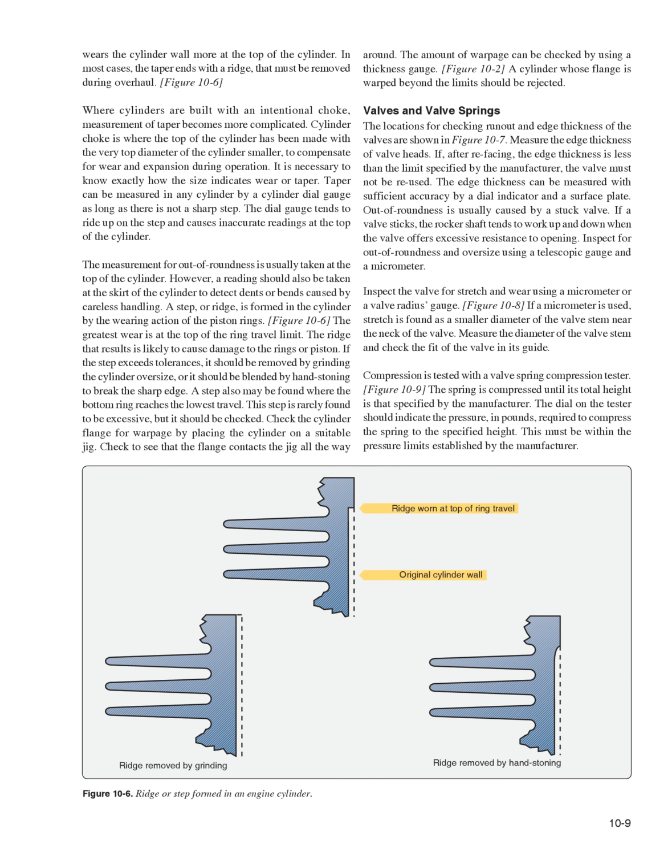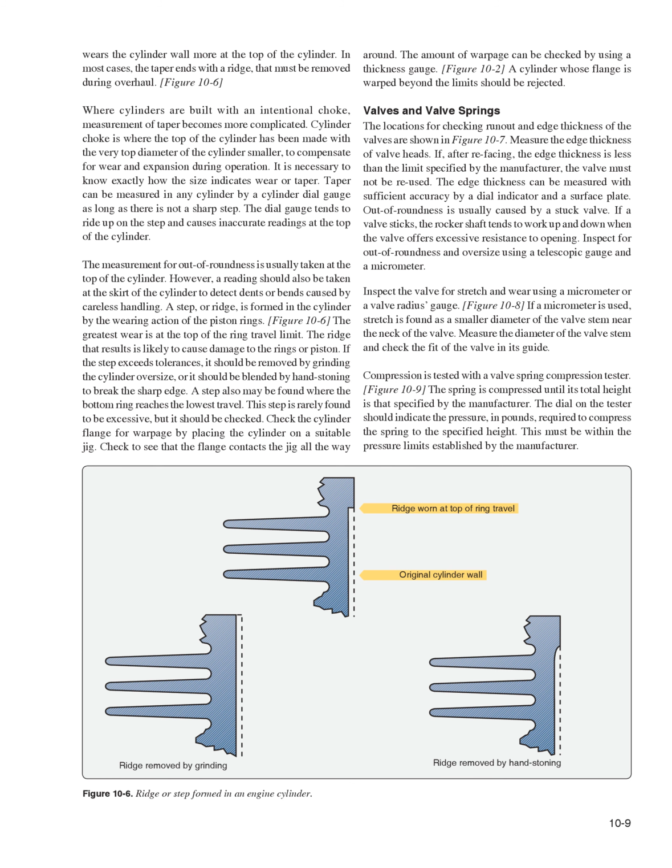Check the cylinder flange for warpage by placing the cylinder on a suitable jig. Check to see that the flange contacts the jig all the way around. The amount of warpage can be checked by using a thickness gauge. Figure 10.2, a cylinder whose flange is warped beyond the limit should be rejected.